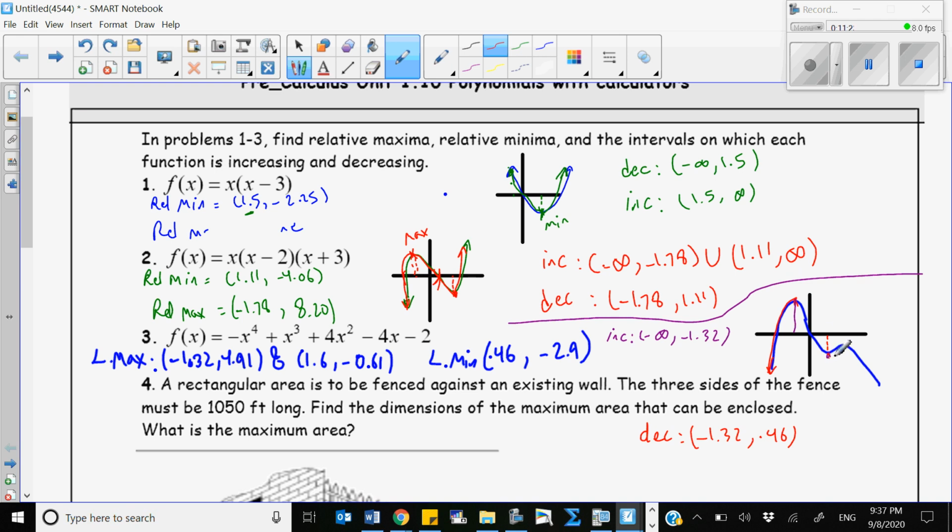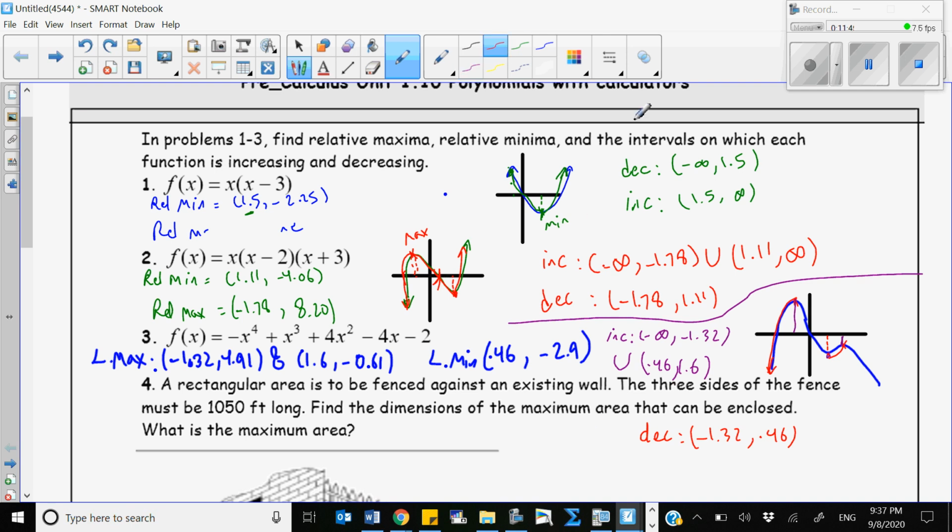Then this little one over here is an increasing because it's going up. So it's going to be from the x value of this minimum point. So the next one, I'm going to put a union here for increasing from the x value of minimum, which is 0.46, to the x value of the second maximum that I have here, and that's 1.6.